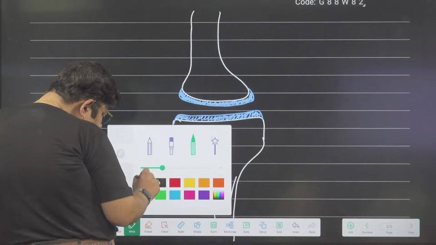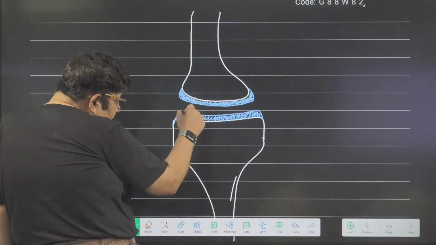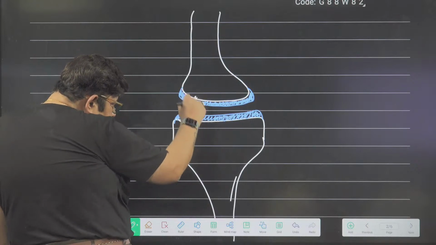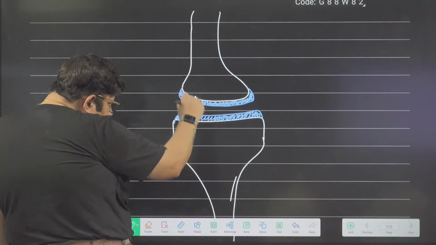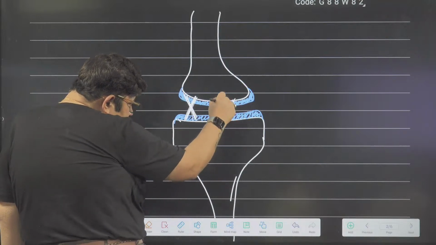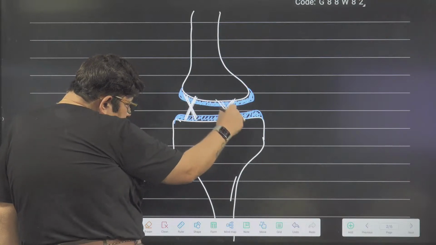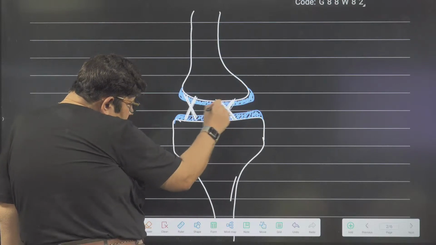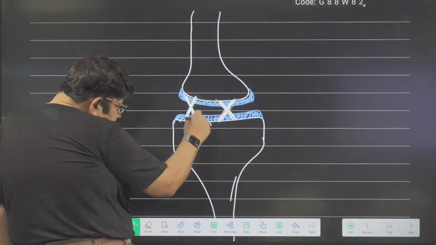Identify the structure, bachcho. Let me see. Write in the chat box. Let me see who can identify. In one of the very big joints, let me tell you which joint this is. This is our knee joint. In the knee joint, this structure is in the shape of a cross. Identify this tissue.